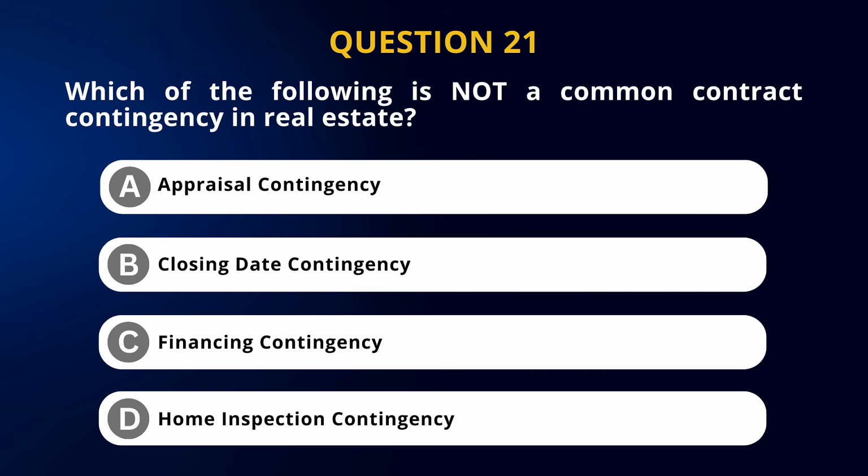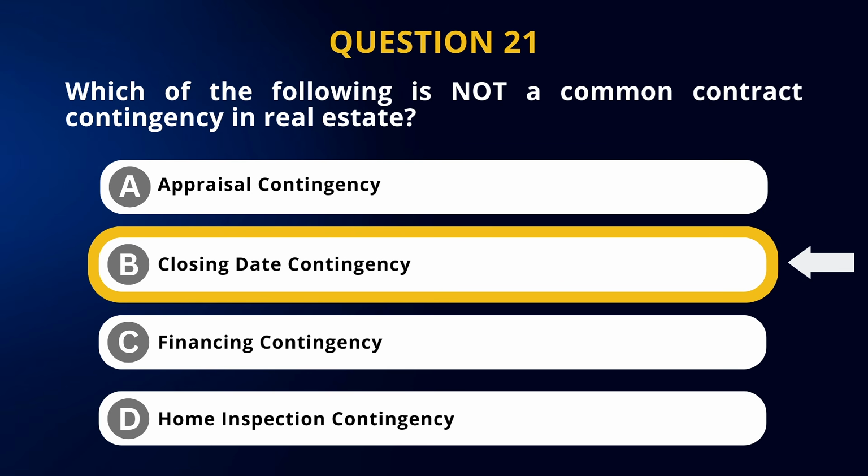Question number 21. Which of the following is not a common contract contingency in real estate? Letter A, the appraisal contingency. Letter B, closing date contingency. Letter C, financing contingency. Letter D, home inspection contingency. Which of the following is not a common contract contingency in real estate? And the answer is letter B, closing date contingency.